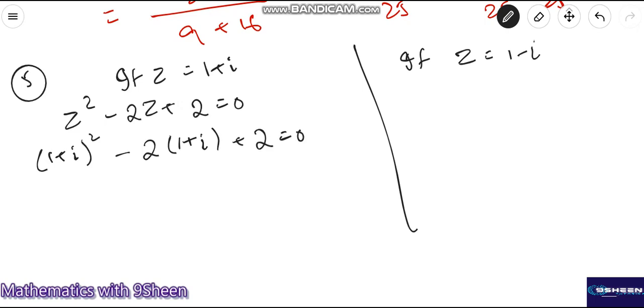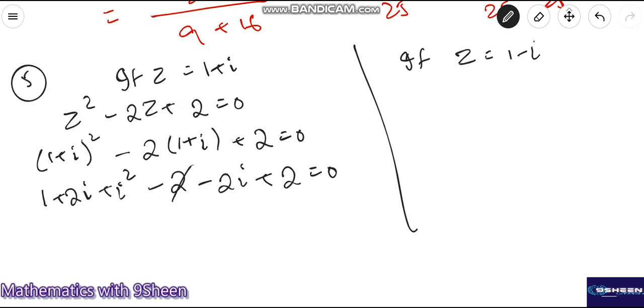It is a plus b whole square: 1 plus 2 iota plus iota square, minus 2 1 is 2, minus plus minus 2 iota and plus 2. Plus 2 minus 2 cancel out, plus 2 iota minus 2 iota cancel out, 1, but iota square is equal to minus 1. 0 is equal to 0. Similarly, substitute z is equal to 1 minus iota.